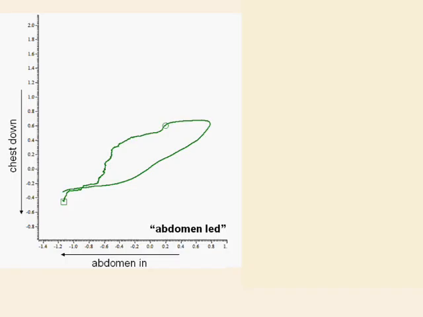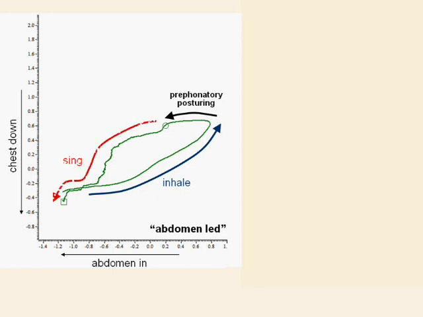Now let's analyse the Konno-Mead diagrams in more detail. First we have the inhalation, and next the pre-phonatory posturing, which is mainly due to contraction of the abdominal wall. During the sung phrase, both chest and abdominal movements are involved, but first one and then the other predominates.